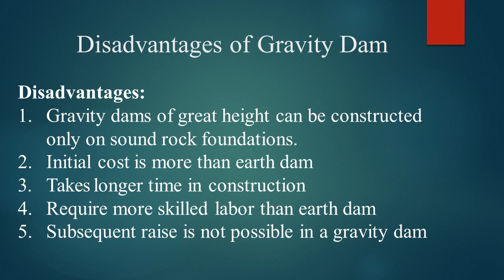Well, next let us study the disadvantages. First, gravity dams of great height can be constructed only on sound rock foundation. The caution in constructing a gravity dam is that the foundation must have sound rock, or the foundation has to be very strong to withstand the gravitational load, or the weight of the dam. Next, the initial cost is more than an earthen dam.